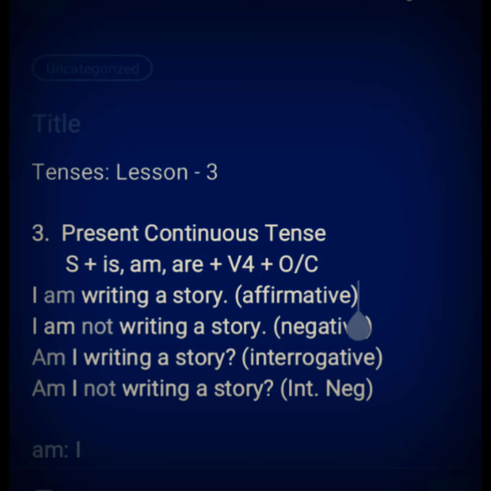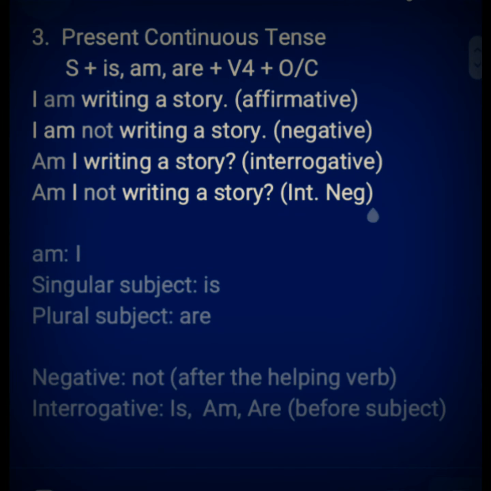Affirmative sentence. I am not writing a story. This is a negative sentence. Am I writing a story? This is an interrogative sentence. Am I not writing a story? This is an interrogative and negative sentence. Now see here, am is used with the subject I.